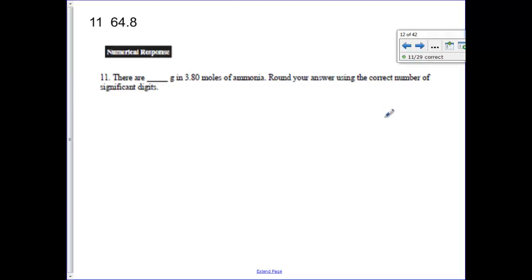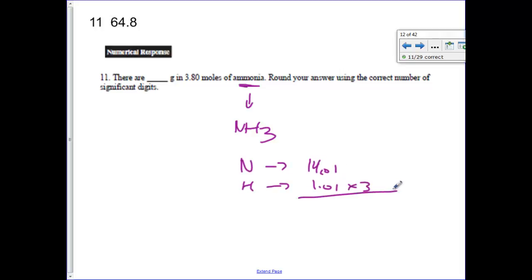Wait, here's another molar mass kind of question. So we have to do 3 things. First, we have to write down what ammonia is. So that's NH3. And hopefully that's coming pretty fast. Second thing is we got to do the molar masses for everybody. So N is 14.01. Hydrogen is 1.01, but you're going to need 3 of them. So the molar mass is 17.04 grams per mole.